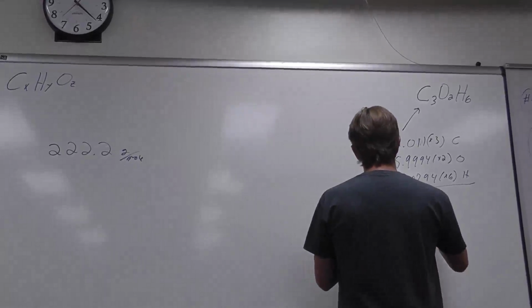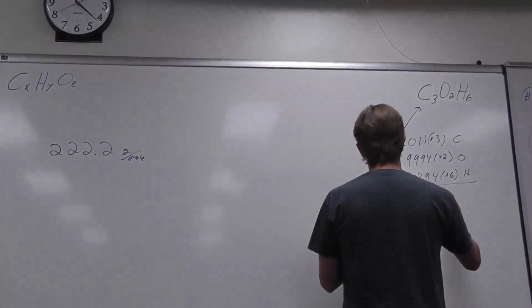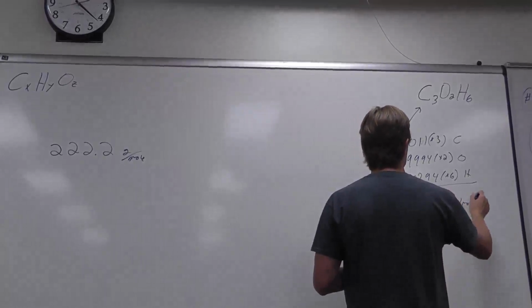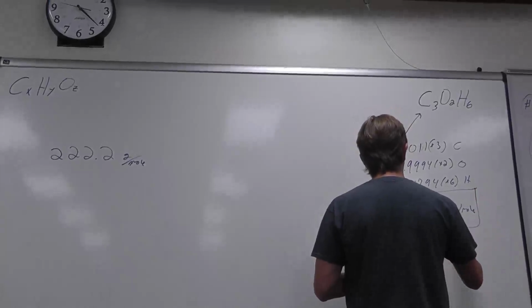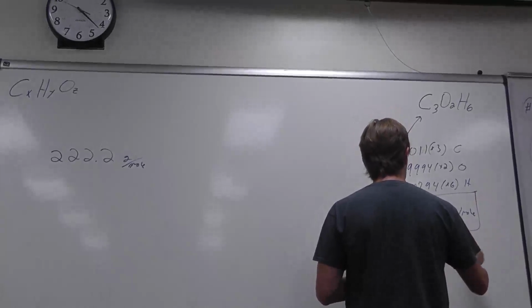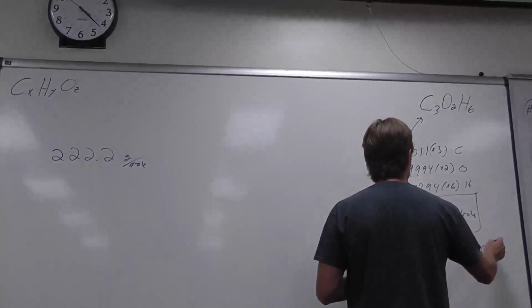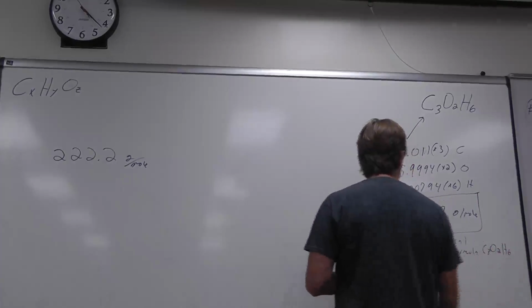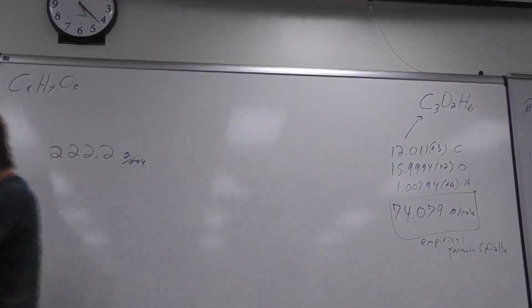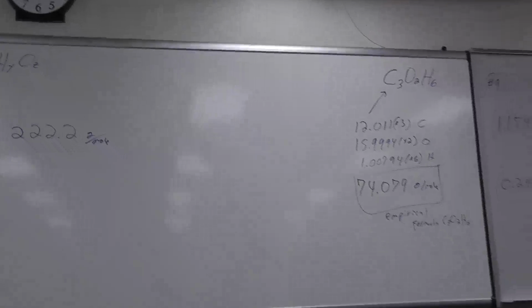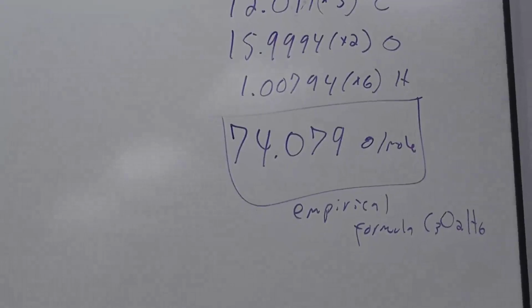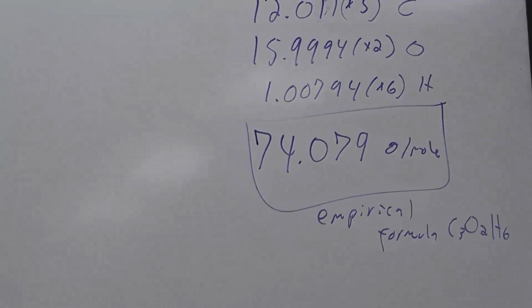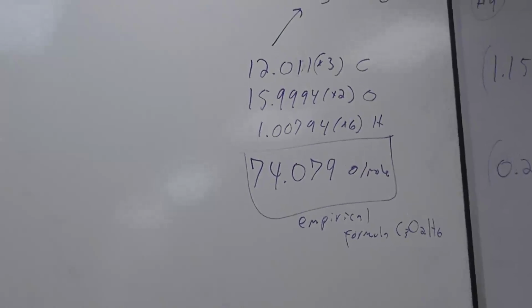I'm getting 74.079 grams per mole as the molar mass of the empirical formula. Adding up everything in the empirical formula gives me 74, not 222. So apparently C3O2H6 is not the real actual molecule, or it would have weighed 222, right?